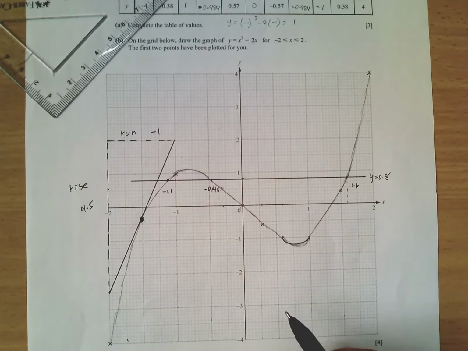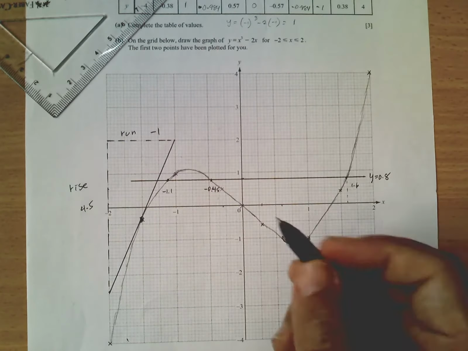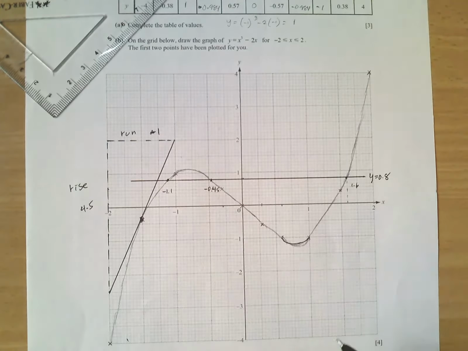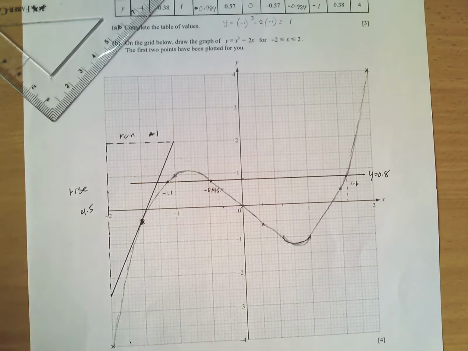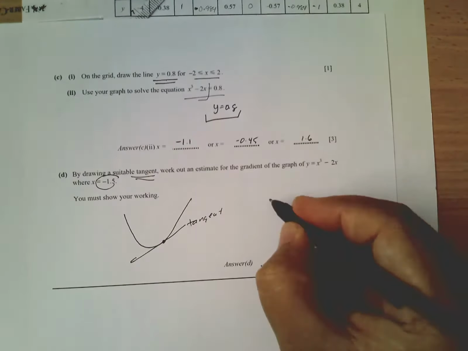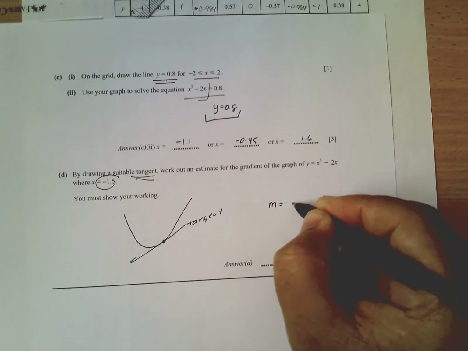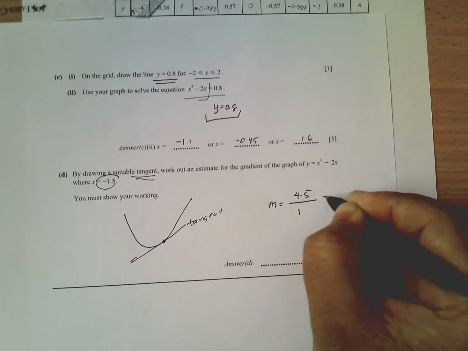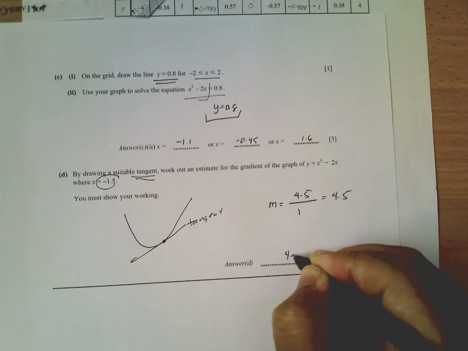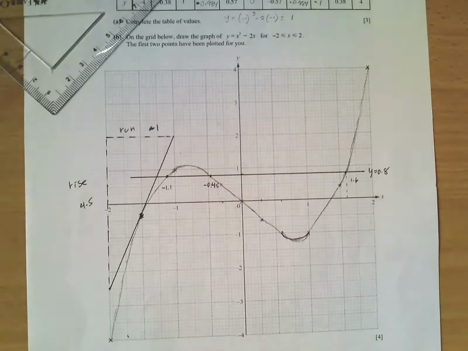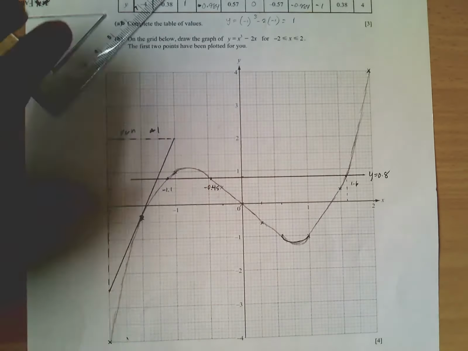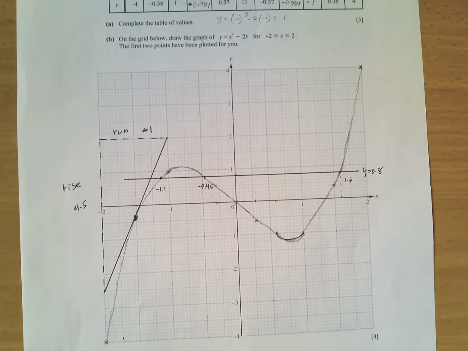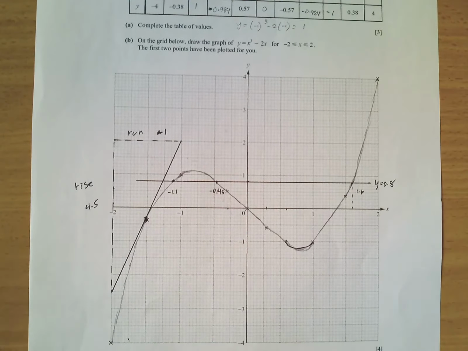Sorry, not negative 1 but 1, I said 1. So the gradient is 4.5 divided by 1, which is 4.5, and you need to write it here. The gradient m is equal to 4.5 divided by 1 equals 4.5. So that is your gradient. You will normally encounter exactly the same question in your examinations. So please proceed now to the second example. Thank you very much.